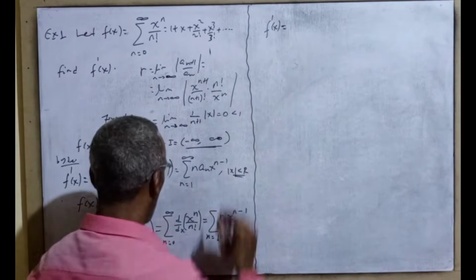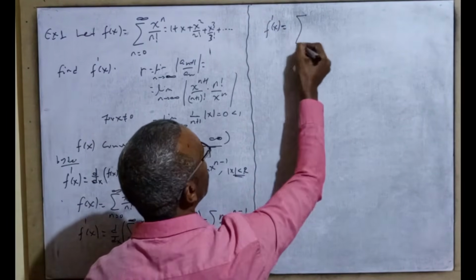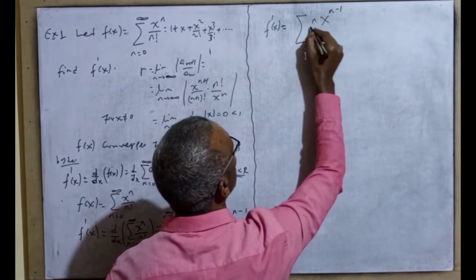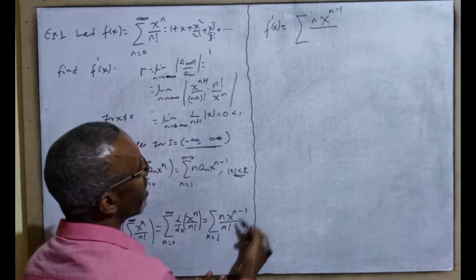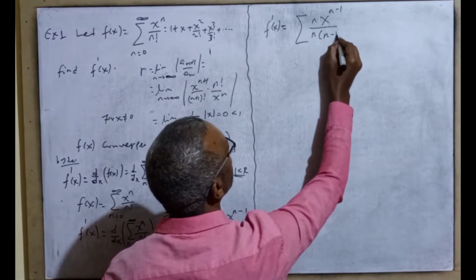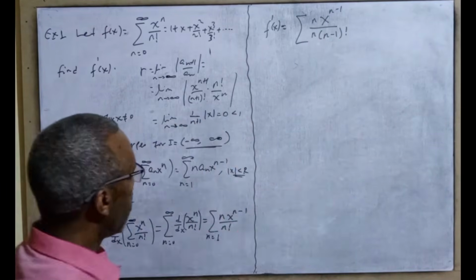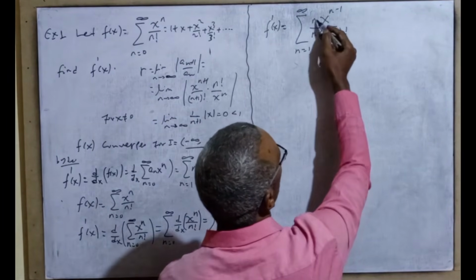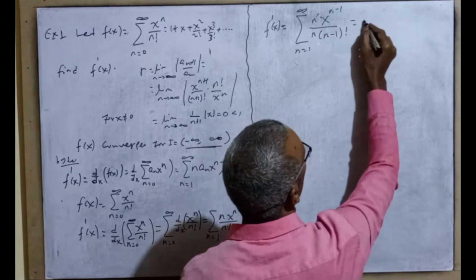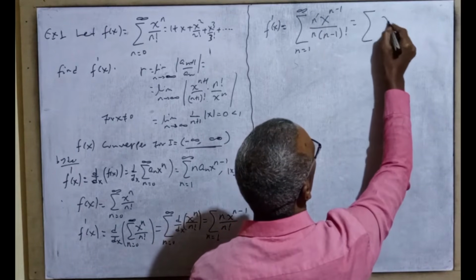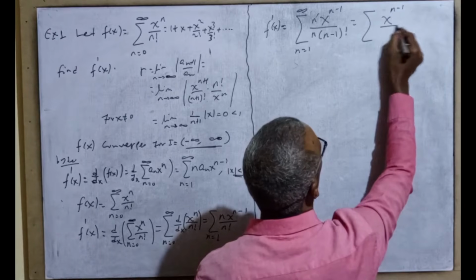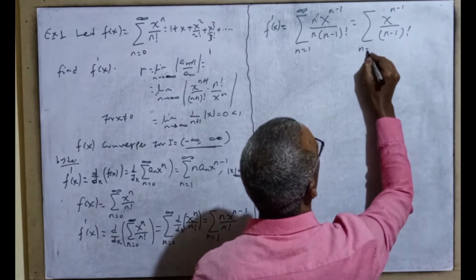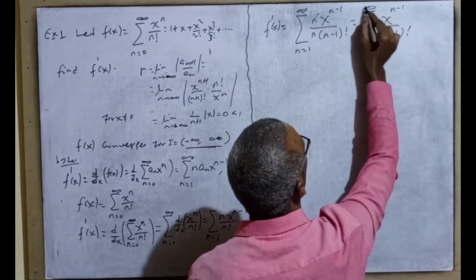Therefore f'(x) is the sum of n times x^(n-1) over n times (n-1)!, where n runs from 1 up to positive infinity. n cancels with n here, so we can say it is the sum of x^(n-1) over (n-1)!, n runs from 1 to positive infinity.